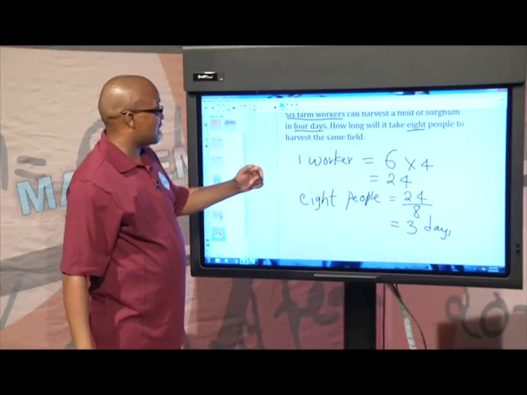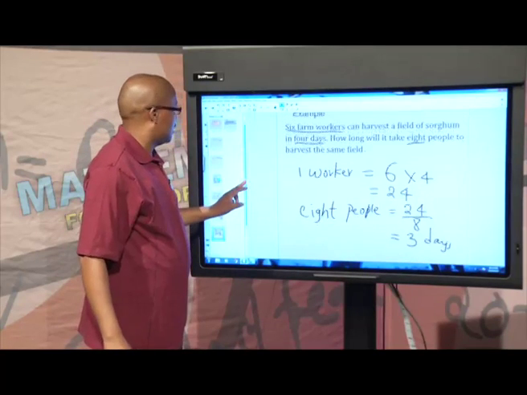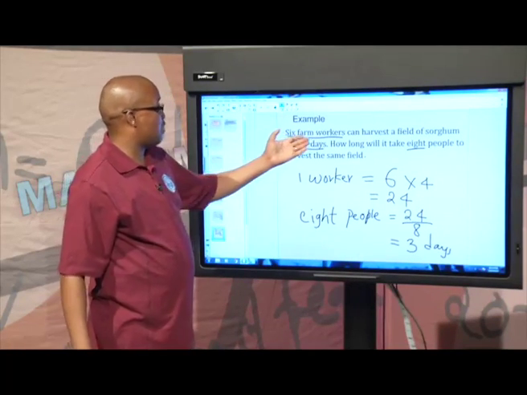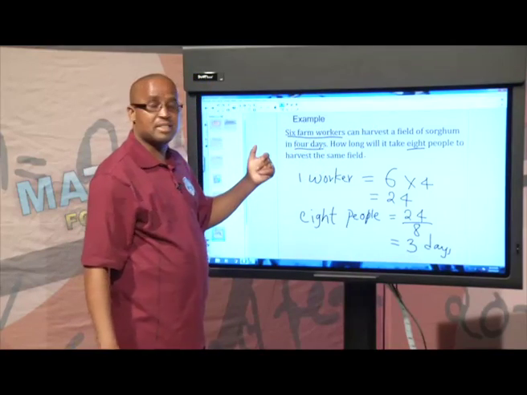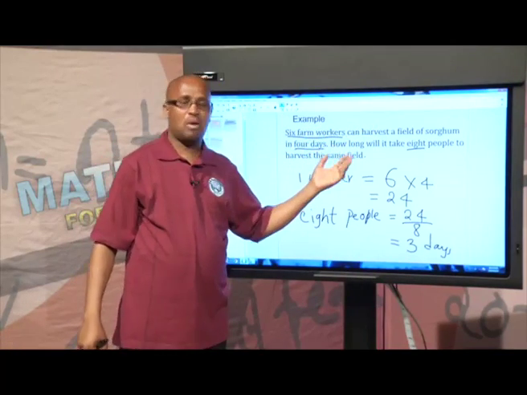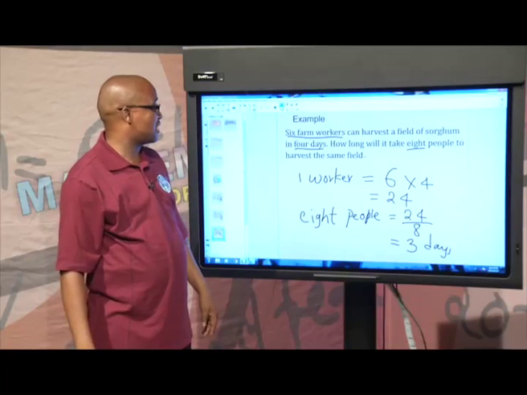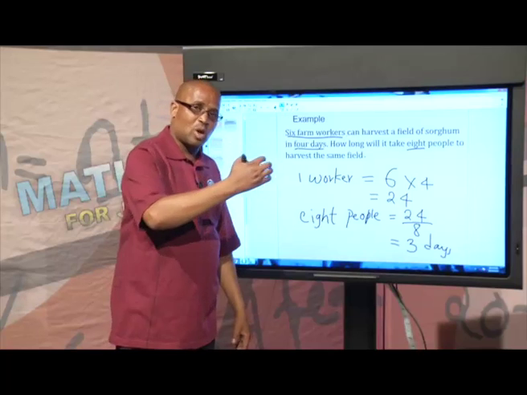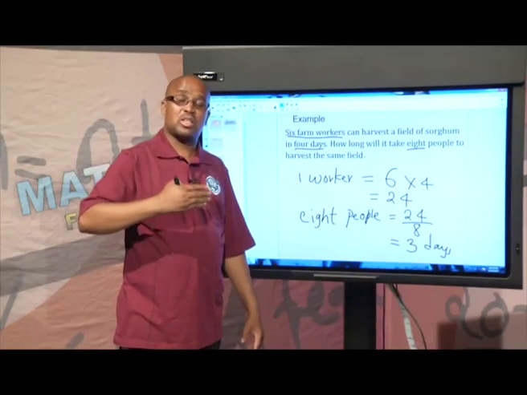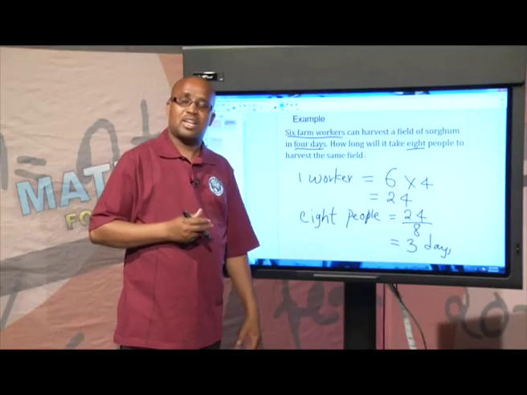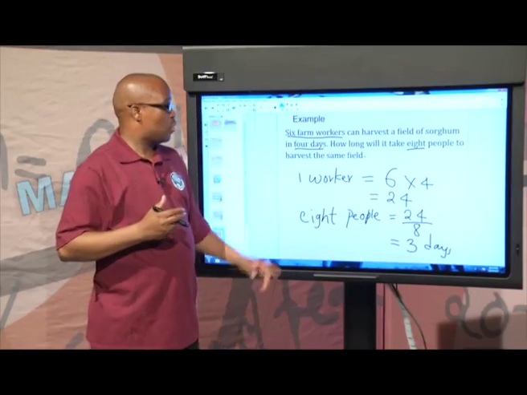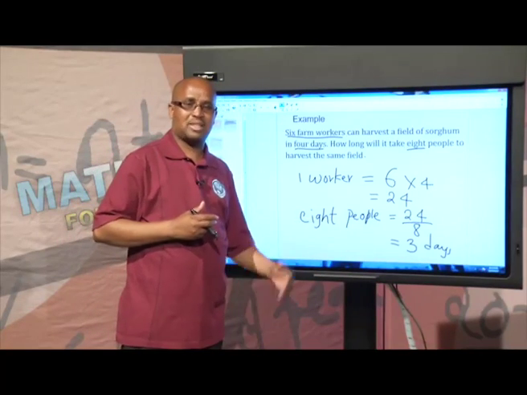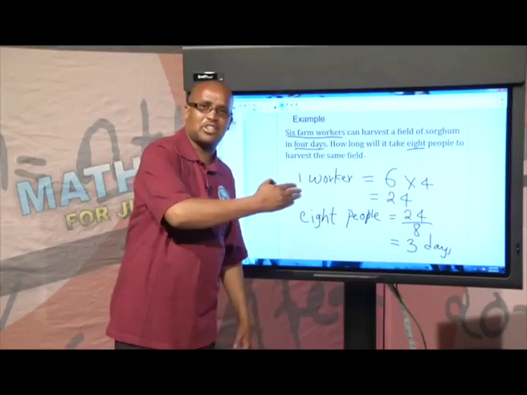Every time after working this out, check if your answer makes sense to you. 6 farm workers can harvest a field of sorghum in 4 days. Then it says, how long will it take 8 people to harvest the same field? Remember, this is inverse proportion. So when you increase one quantity, the other one decreases. So this is what you should check. Let us go for a short break. When we come back, we'll look at this and check if one quantity is increasing as the other one decreases.